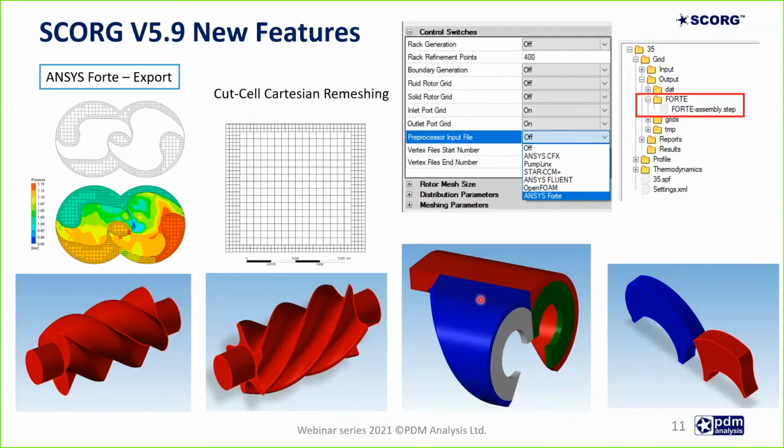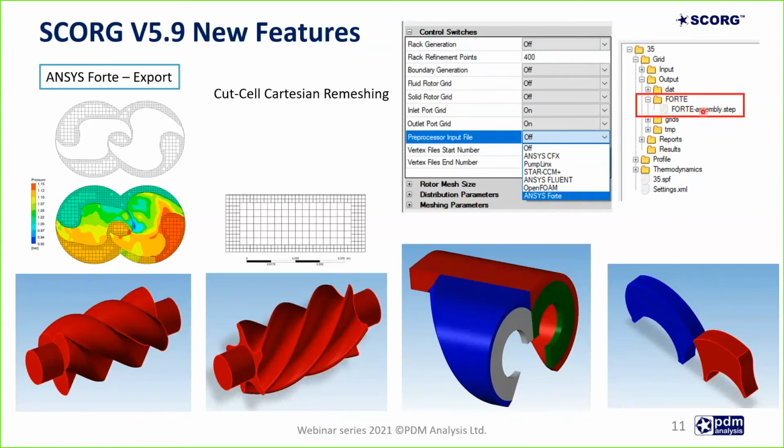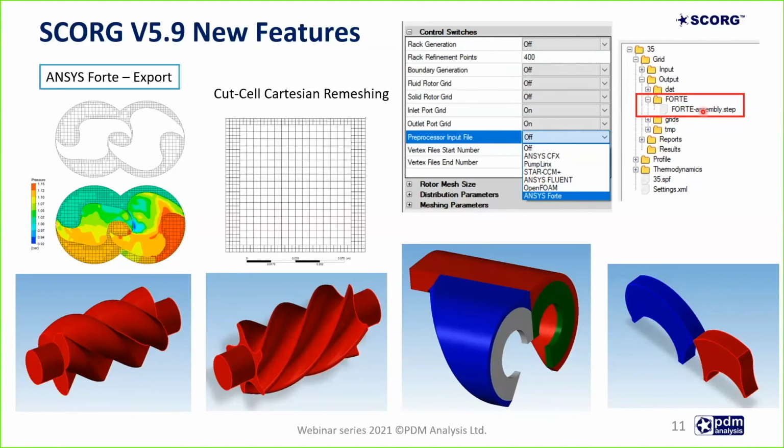And it is a one-step process. In the CFD setup, you just select the preprocessor file as ANSYS Forte. And in the project folder or the project directory of Forte, an assembly will be created, which can then be taken into Workbench, and using SpaceClaim or DesignModeler, you can convert it into a Forte input file.